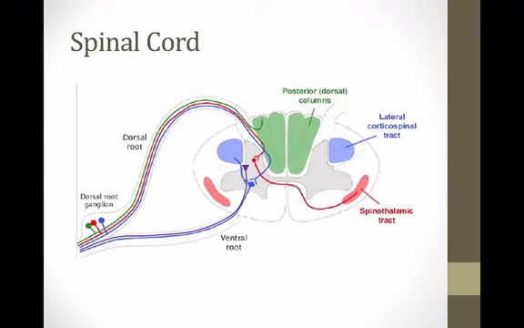So you need to be familiar with the cell bodies found in the gray matter of the spinal cord and also some of the tracts running through the white matter. So let's talk about the cell bodies first. We divide the gray matter up into 3 general regions.